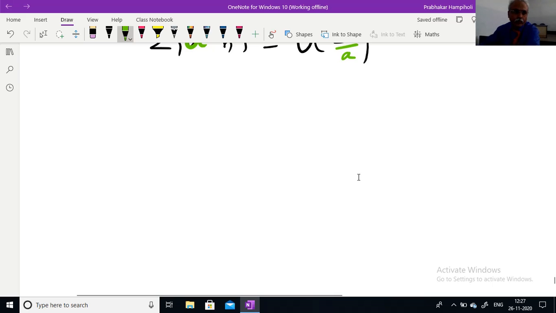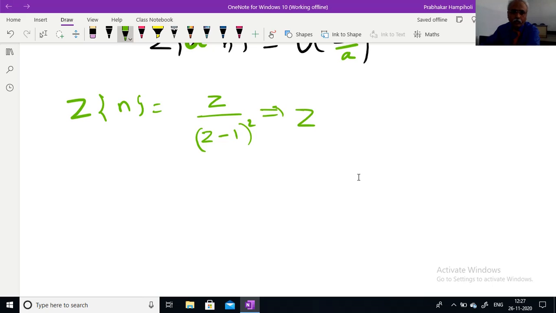Suppose the z transform of n is z by (z minus 1) whole square. But what I am doing now is going to divide here.